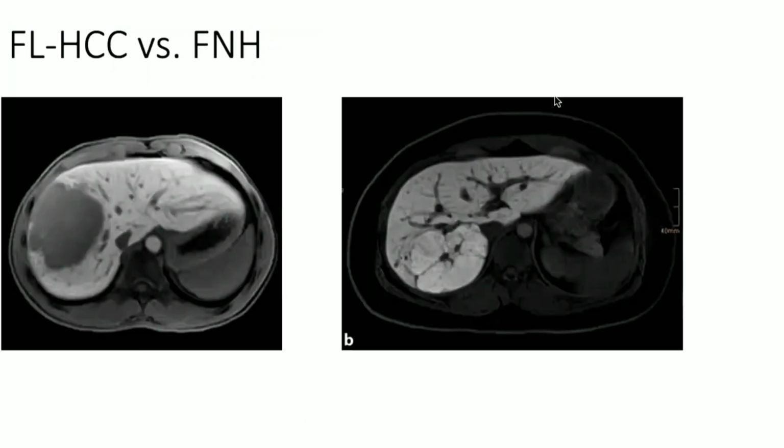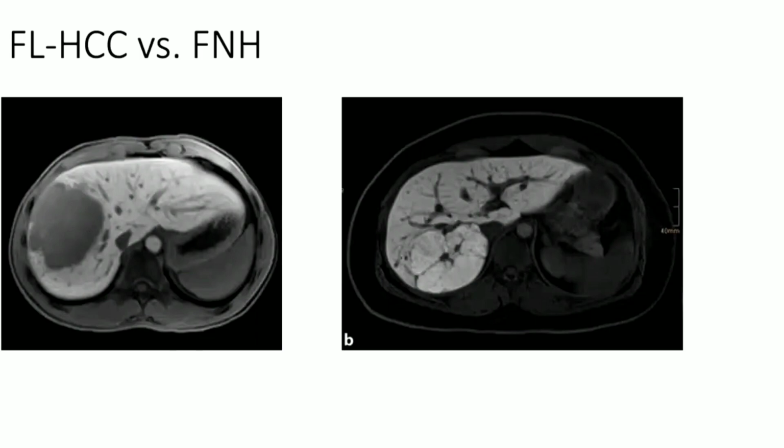So excellent. This is just an image I wanted to show you. This is Premovist, 15 or 20 minutes delayed. As you can see, the liver lights up, and this is the difference. This is FNH taking up the hepatocellular agent, enhancing, and this is the fibrolamellar HCC not taking the contrast.